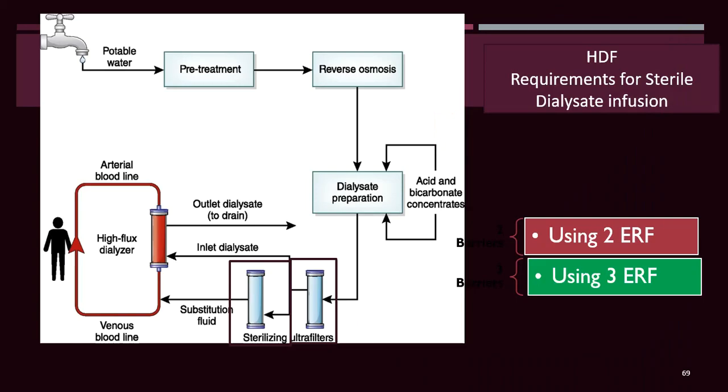Optimized by HDF using endotoxin retention filters, increase the removal of beta 2 microglobulin. Use ultrapure dialysate for high flux dialysis, and use sterile fluid for hemodiafiltration. If you are using only one filter, you can have ultrapure dialysate. But if you have two endotoxin filters in series, you have a substitution fluid which is sterile. That's the difference between high flux dialysis using one filter and hemodiafiltration using at least two filters.